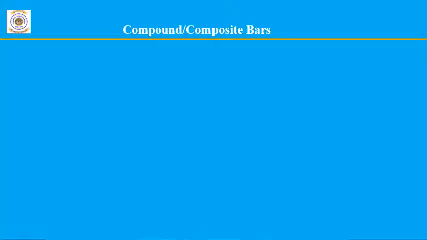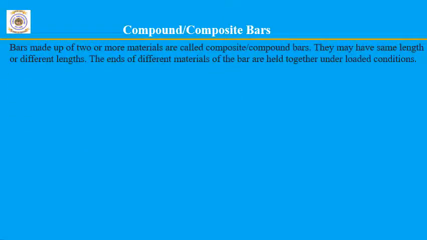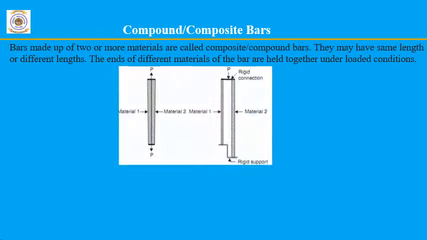So the next concept is compound bar or composite bar. So what is composite bar? If the bar is made up of two or more materials of the same length or of a different length, we call it a compound bar or composite bar. So let us consider two examples.